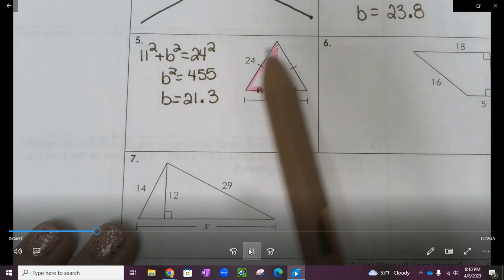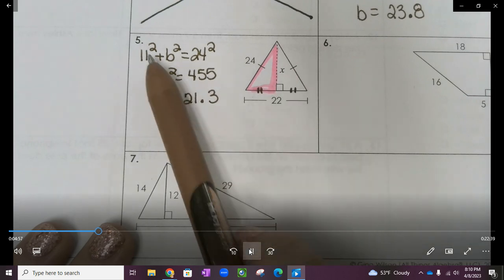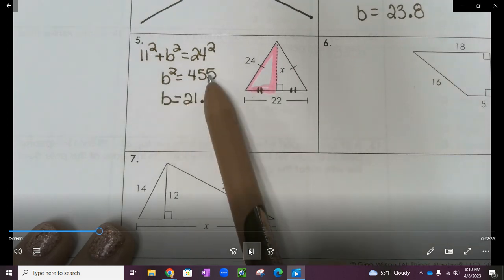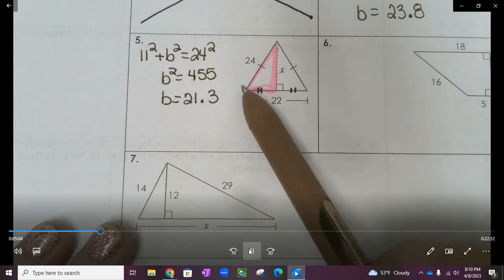Okay, did you get it right? So this is a subtraction problem. C squared, a squared, b squared, and I subtracted 11 squared from 24 squared, took the square root, and I get 21.3. Again, it should be less than 24.